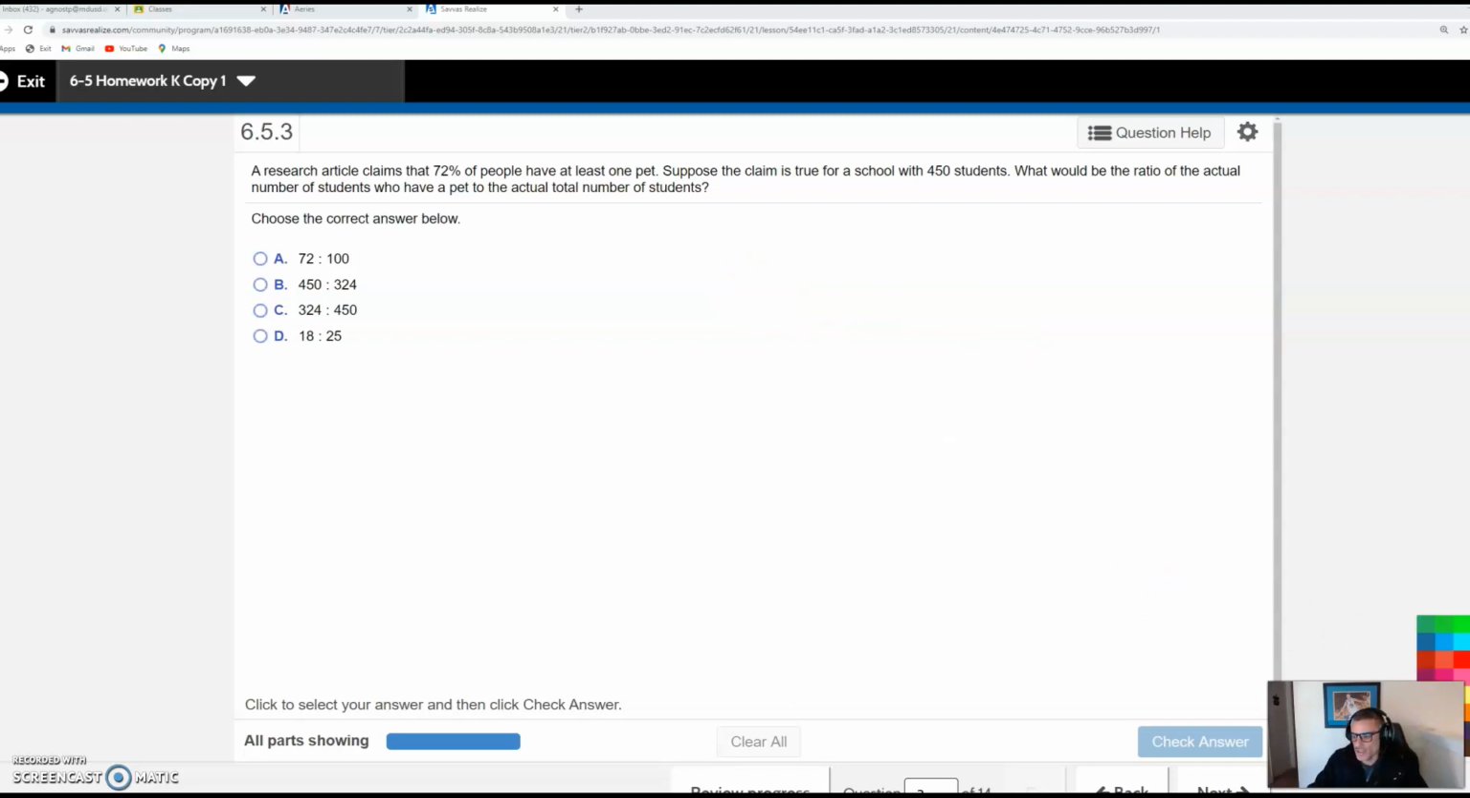Okay, so we need to figure out how many students at the school have a pet. In other words, what is 72% of 450? I'm going to put that number at the front of my ratio, right? Because they want a ratio of the actual number of students who have a pet to the total number of students. So I need some number, right? The number of students that have a pet compared to the total number of students. So in order to do this, we just need to figure out, well, what's 72% of 450?